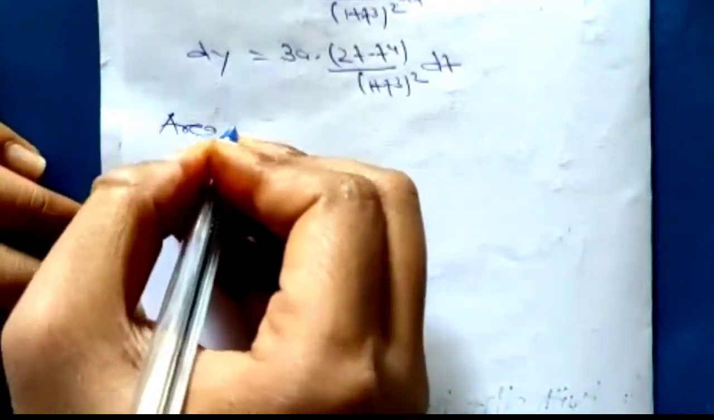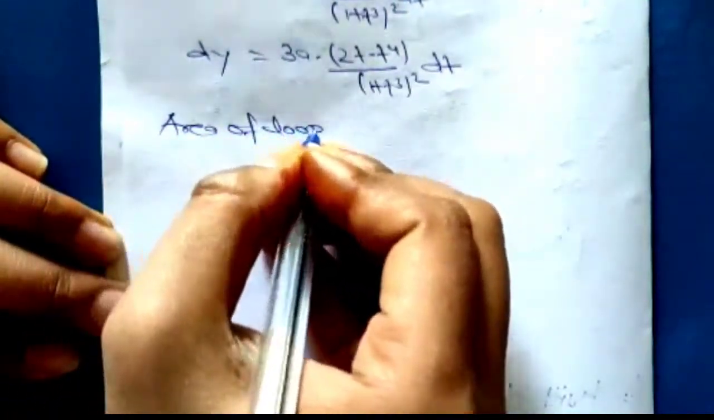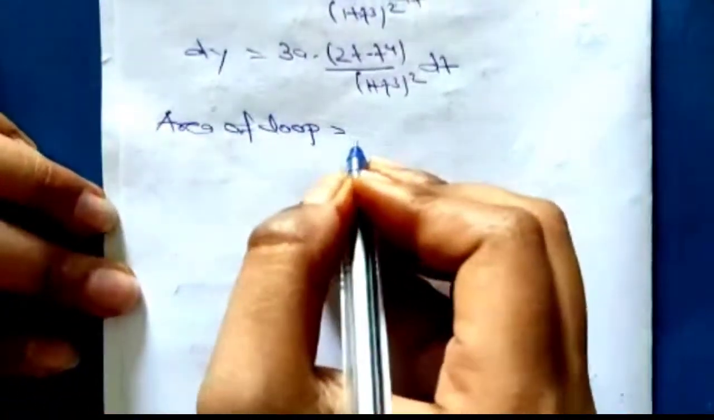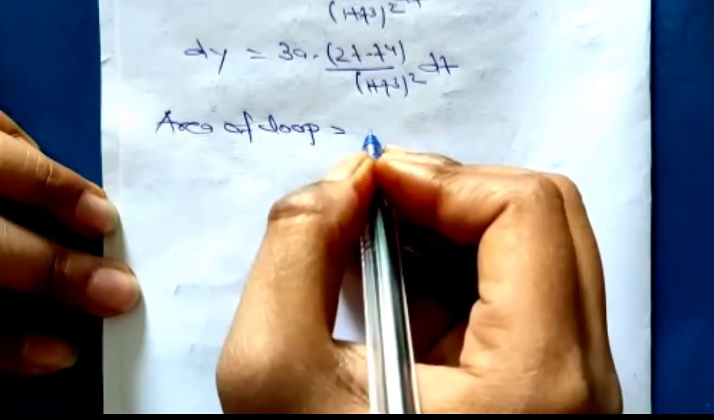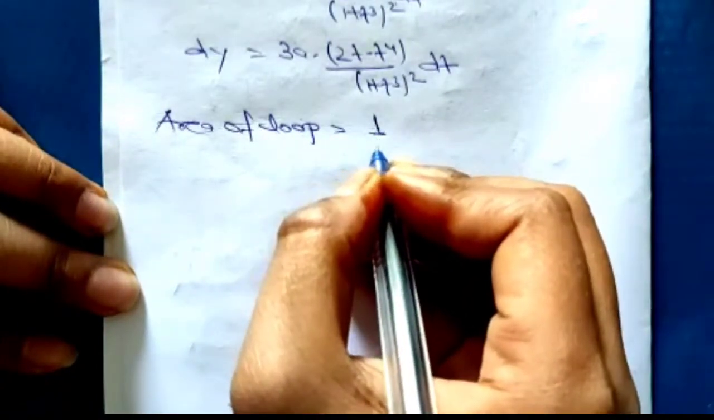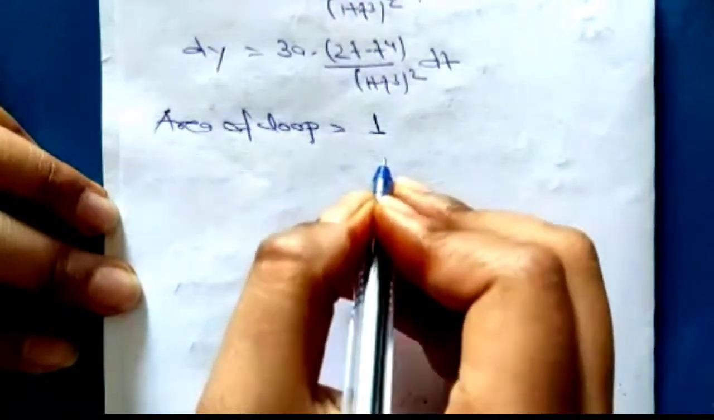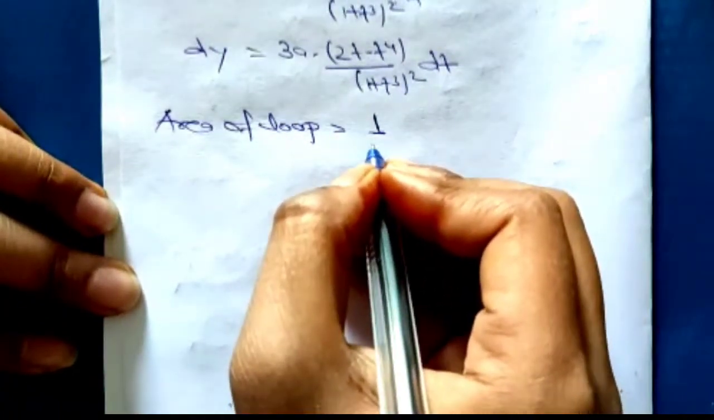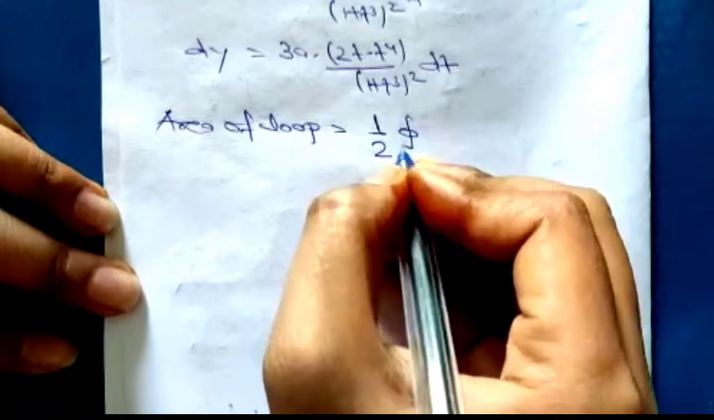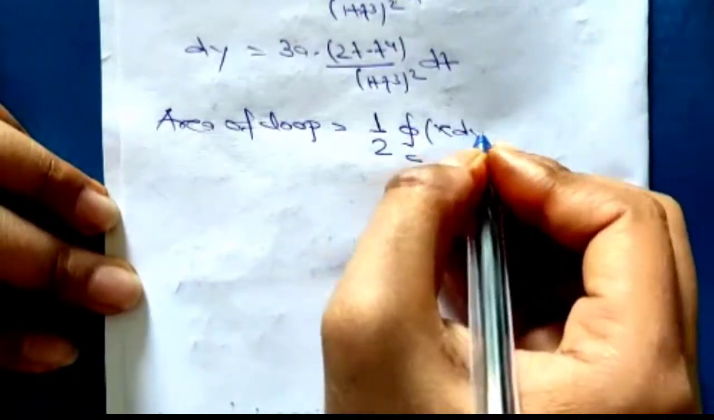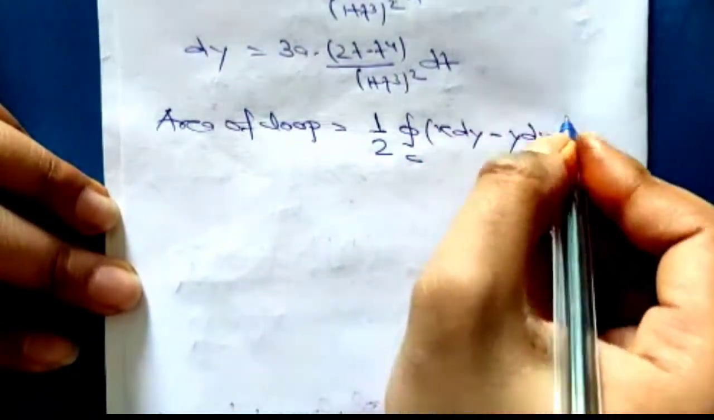Now we have to find the area of the loop. So this is a corollary of Green's theorem, one of the corollaries, that the area of the loop is given by, this is for the folium only, you will remember that the area of the loop is given by half the line integral of x dy minus y dx.